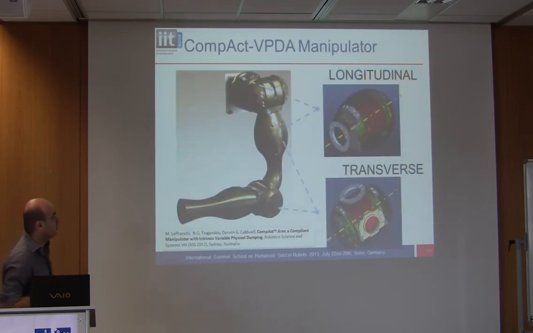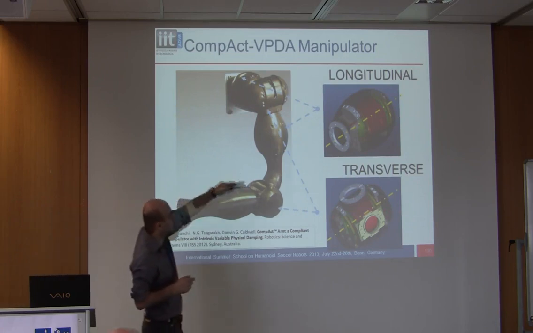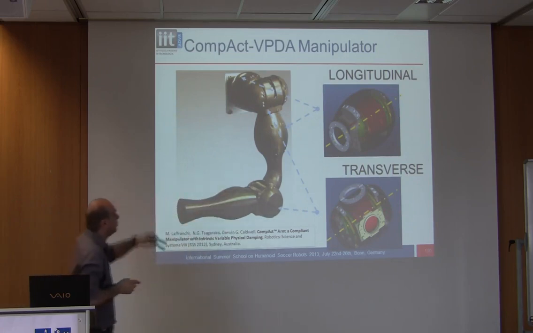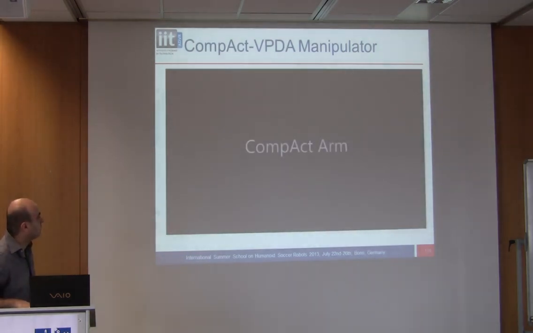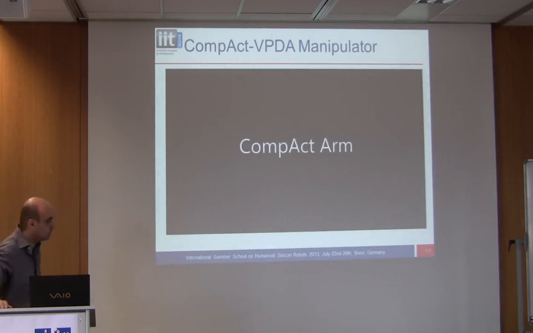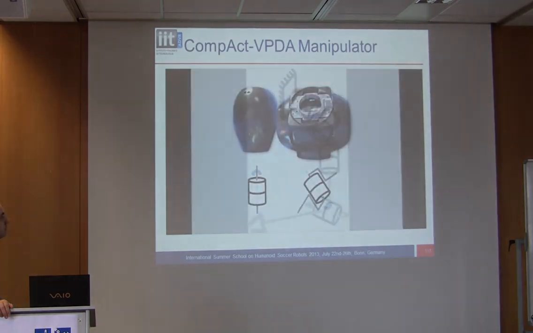It's composed of two different modules, as I say. One is the longitudinal and the other the transversal. Using these two, we form four joints. So we have the shoulder and the elbow at the moment. Here you can see some videos, and I will close with this.